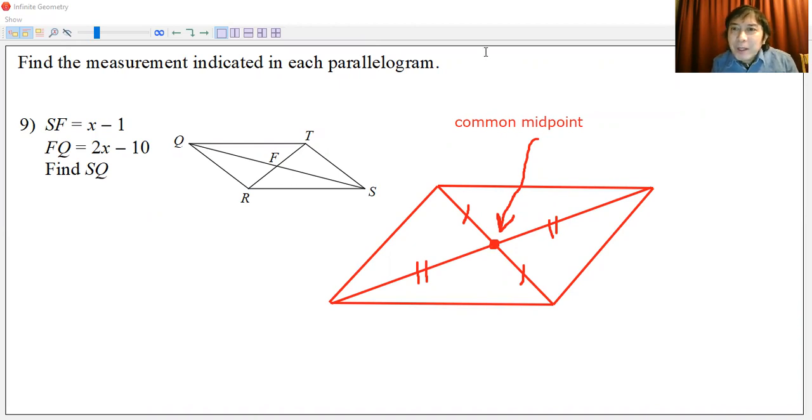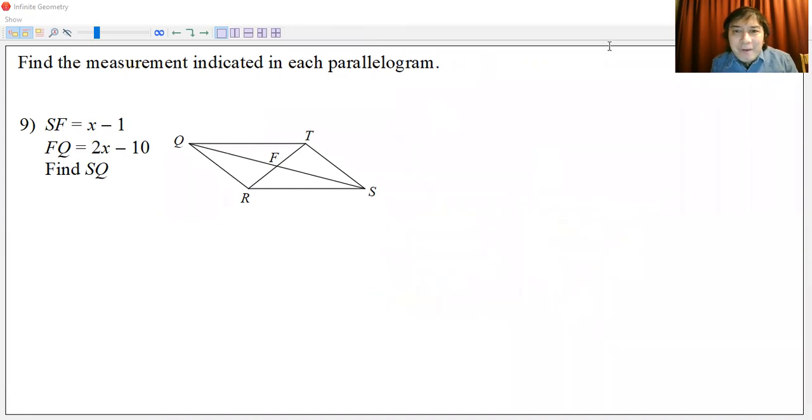So let me clear my explanations, and we will use the space for computation. All right. So what do we have for number 9? Find the measurement indicated. SF is equal to x minus 1. So where is SF first? SF is this, there. And then where is FQ? FQ is this, there.